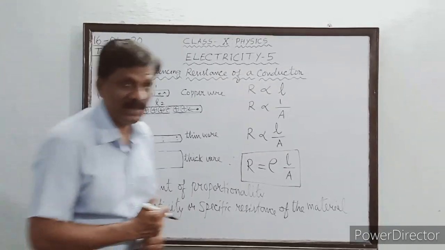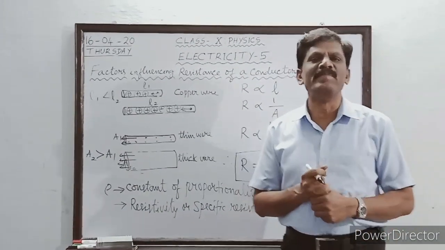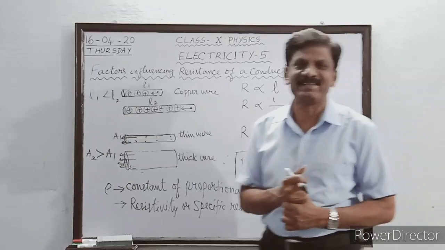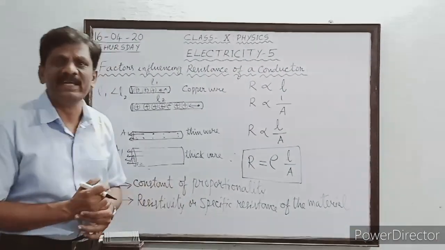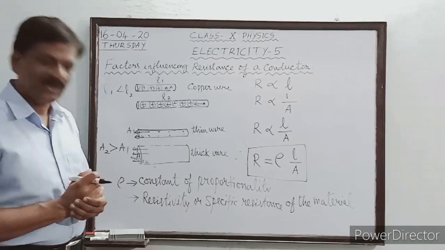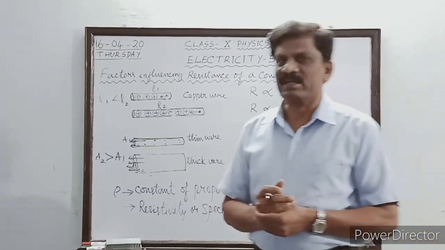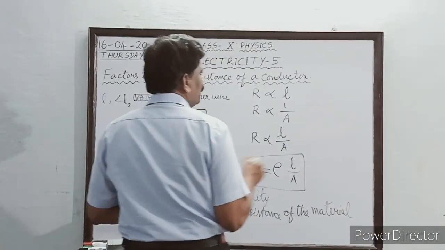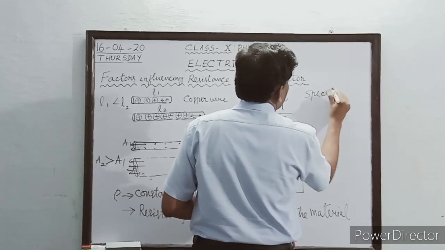So what did I say? What does rho mean? It is the specific resistance of the material of the conductor. What is the other name I told? It is also called specific resistance. Good. Now we want to define specific resistance. You see here, I am going to define now specific resistance.